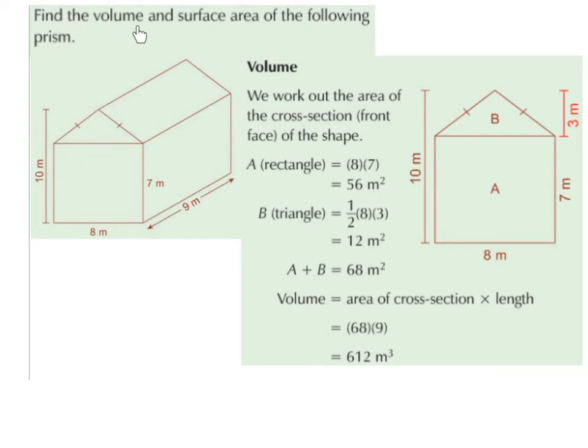Find the volume and surface area of the following prism. So we have this shape here, and we have a rectangle at the front and an isosceles triangle on top. I know it's isosceles because these two lines mean equal length, and an isosceles triangle is a triangle with two sides of equal length, and two angles of equal size.